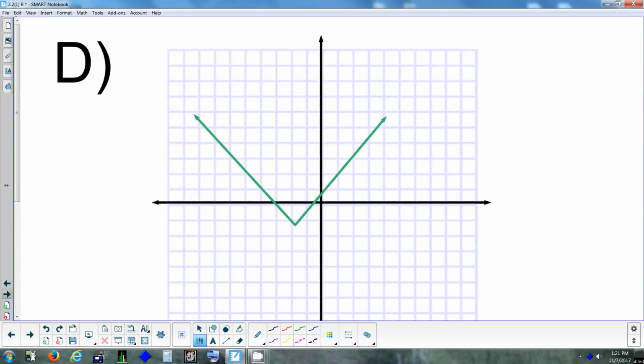Is D a linear function? Yes or no? Paige? Non-linear. Non-linear, right? It's going to be a non-linear function. Why, Paige? Because it's not a straight line. Yeah, it's not a straight line, right? It looks like a V, right? So we don't want that. That's going to be a non-linear function. So that's one way we'll talk about.